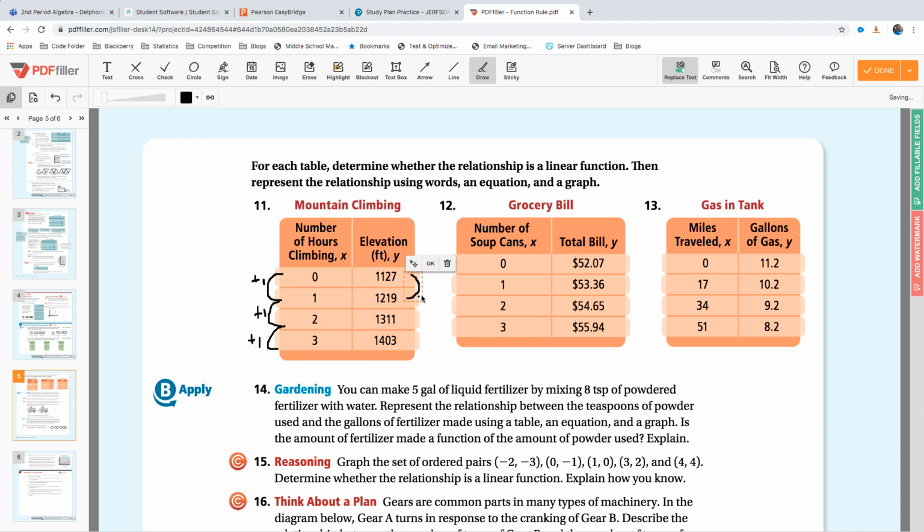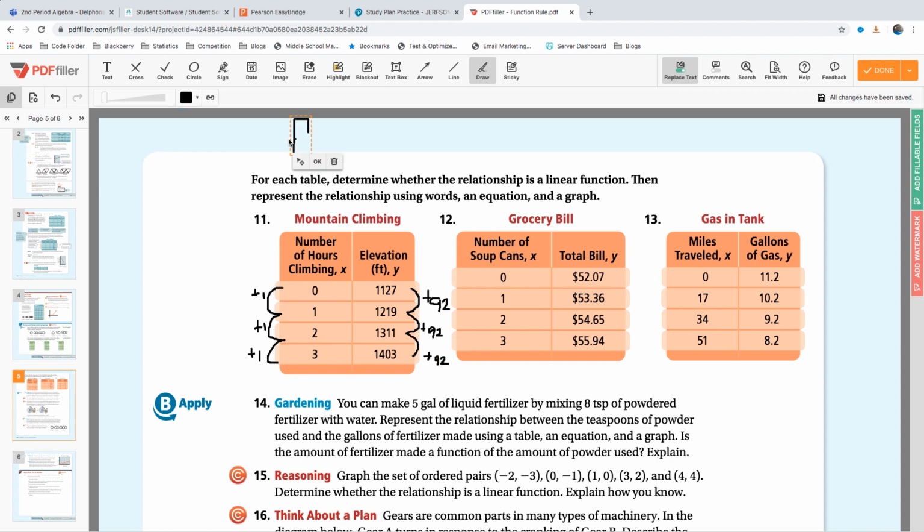From 1127 to 1219, it looks like I increased about 92. That makes sense. And then from 1219 to 1311, it still seems like we're going up 92. We're beginning to catch our pattern, hence the reason why it's important for you to have watched that second video, guys. And from 1311 to 1403, we increased 92. All right, so I have my pattern. My input values are going up by 1, and my output values are going up by 92.